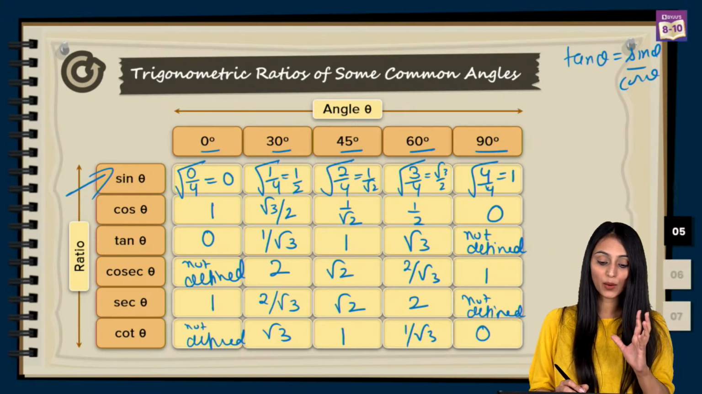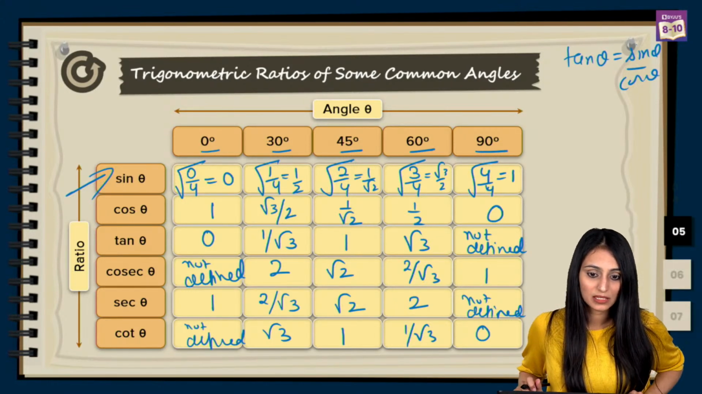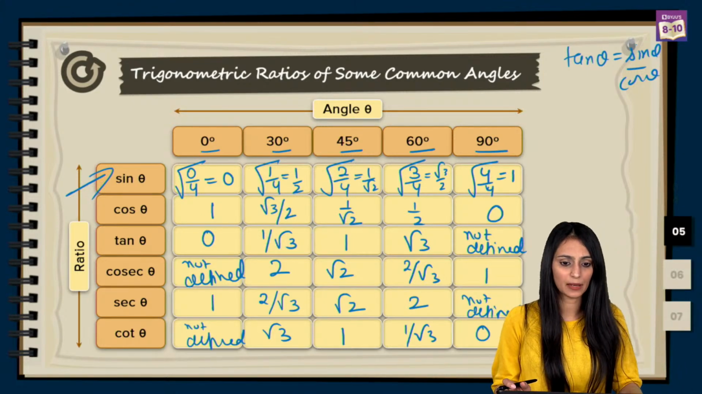Alright, so this is how you can find out the trigonometric ratios for specific angles. The identities you are talking about, 1 plus tan square theta equals sec square theta, would come in the exam, right?